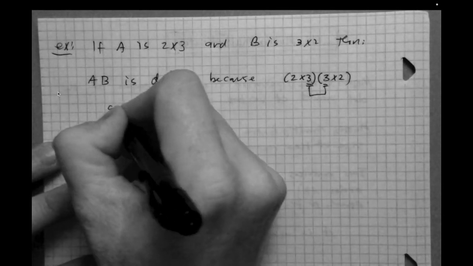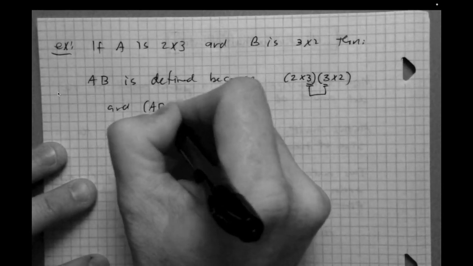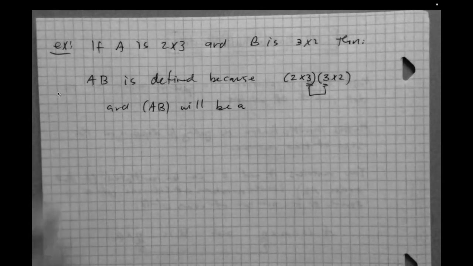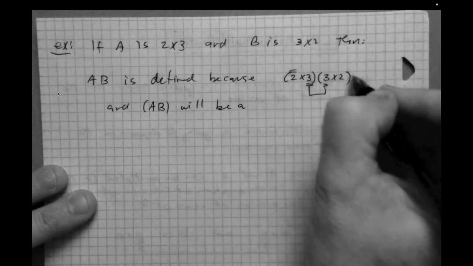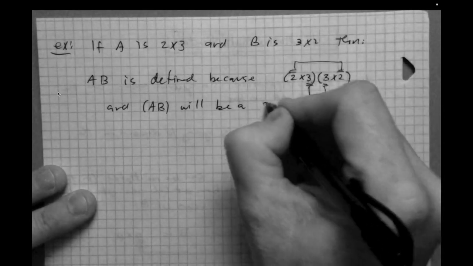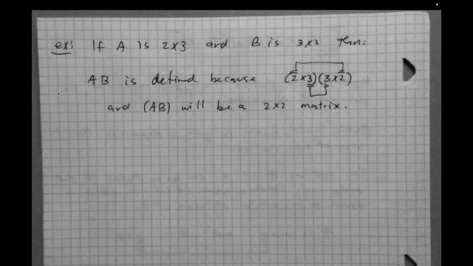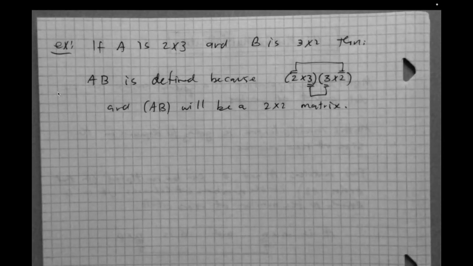Okay, and AB will be what size matrix? Well, remember, that's the outside numbers. It'll be a 2 by 2 matrix. Okay, so if A is 2 by 3 and B is 3 by 2, then AB will be a 2 by 2 matrix. What about BA?